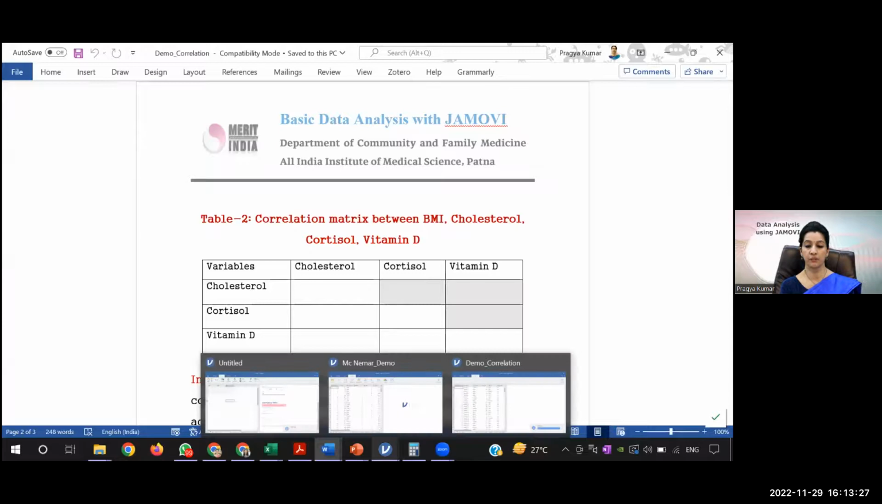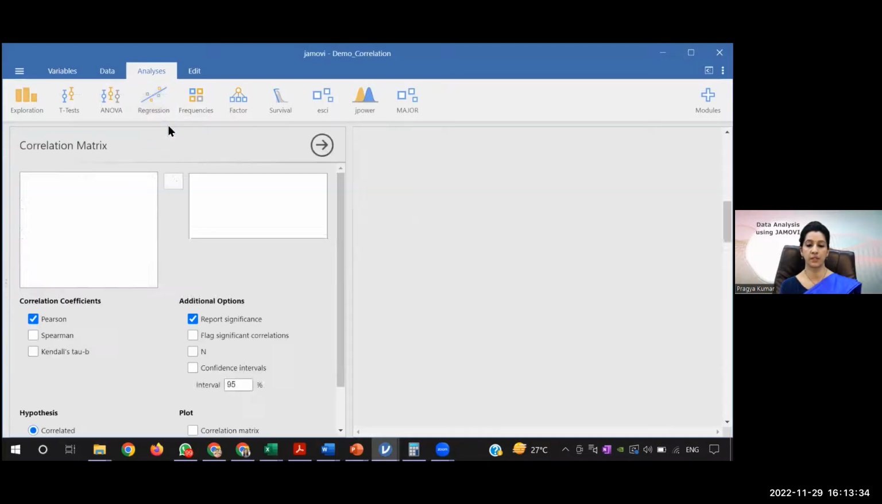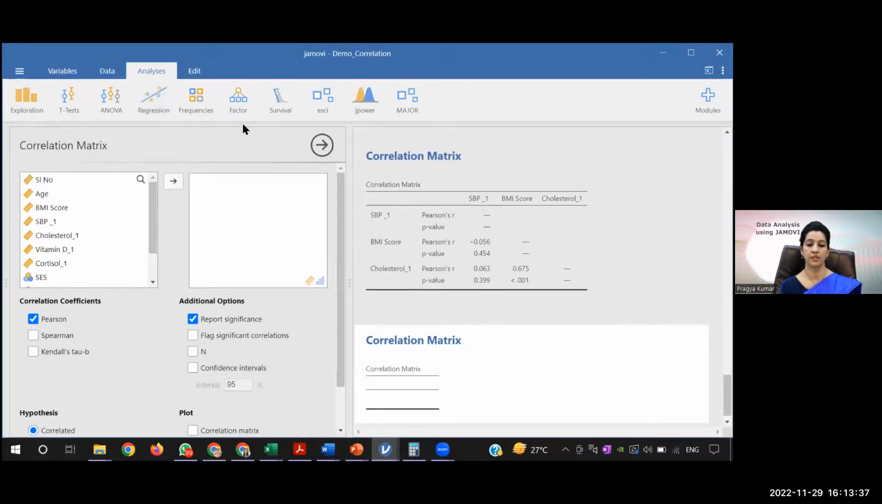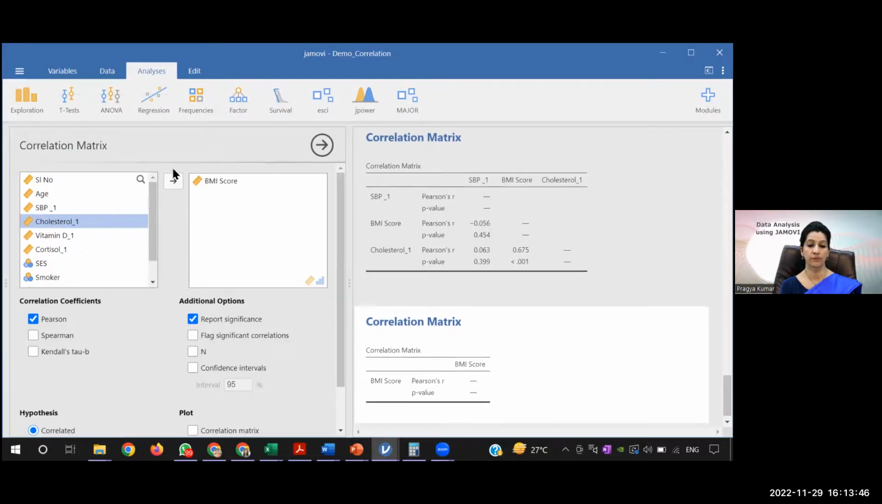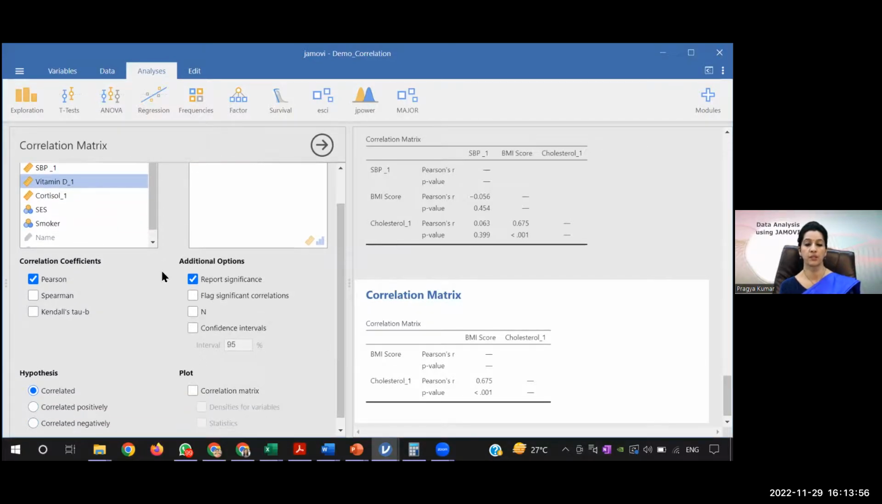So I'll open Jamovi. In Jamovi, on the same option like regression, you click on this correlation matrix. Here you can see that there is only a single window, and you need to enter all these variables in this window. First is the BMI score and cholesterol, so two variables. This is only a bivariate correlation between the two variables. Then if you come down, you can see other options. I hope that you have checked that these variables are normally distributed.